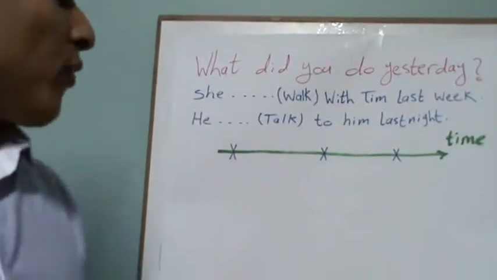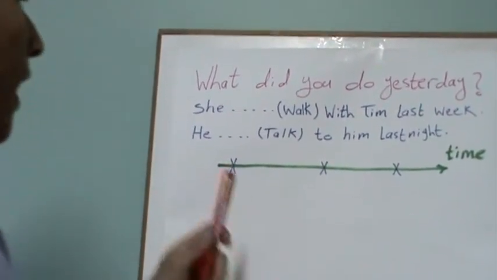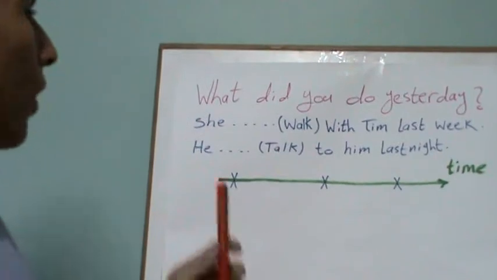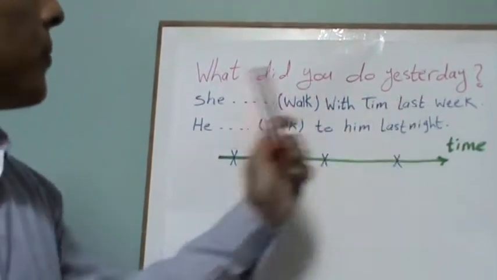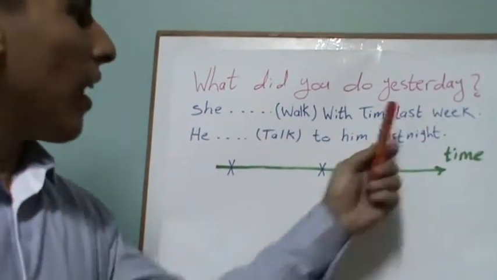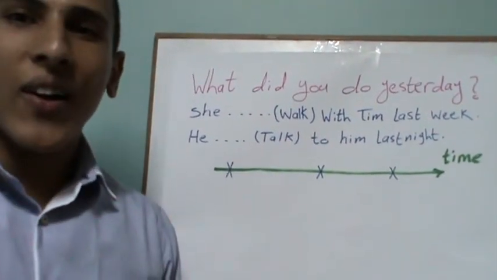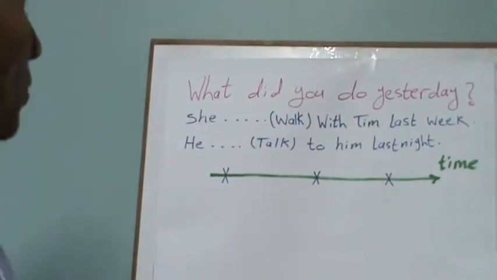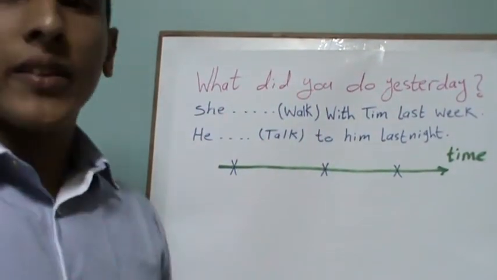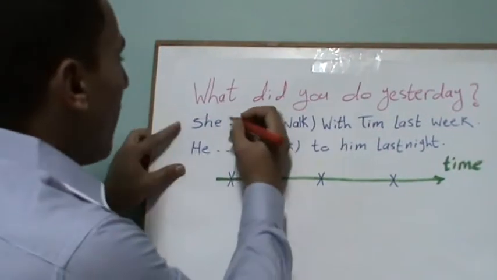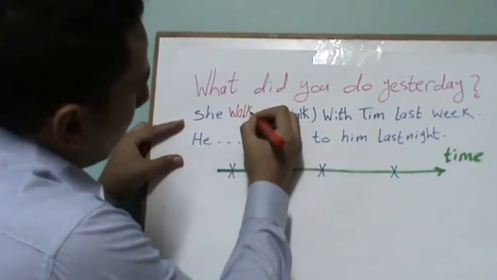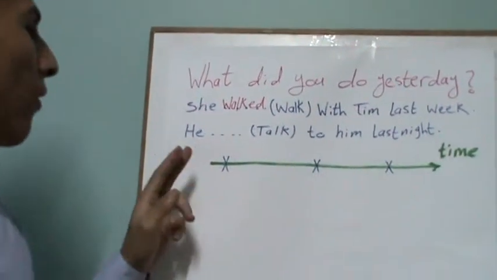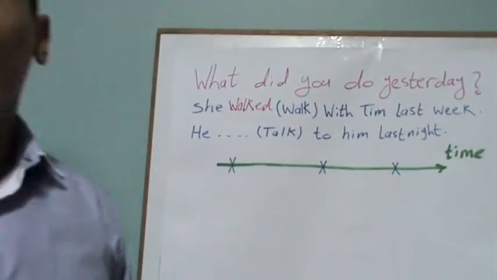Okay, great. And for our warming up here, we will have 2 sentences, which is: she walked with Tim last week. So what do you see in this sentence? Last week, yeah. And what is it? Okay, it's a keyword. So this sentence is in past simple tense. So how will walk be in past simple tense? Yeah, it will be walked.